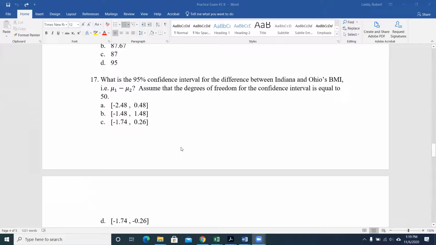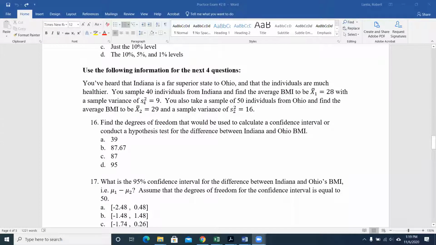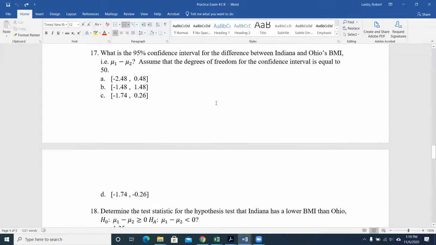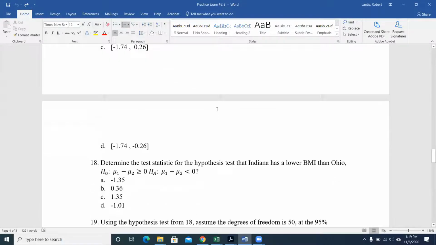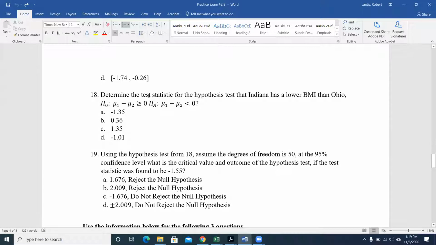So with the same, and this is how the exam will kind of be, I'll give you some information and you'll use it for like a block of 4 or 5 questions, right? So using the same information, what's our test statistic?